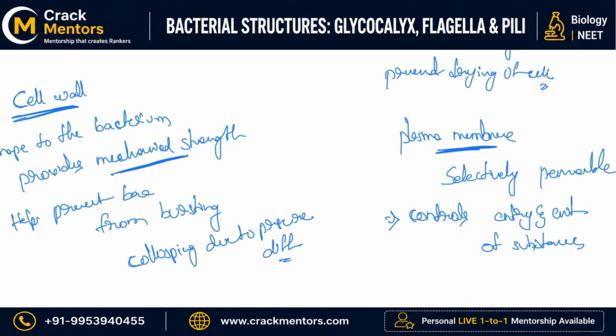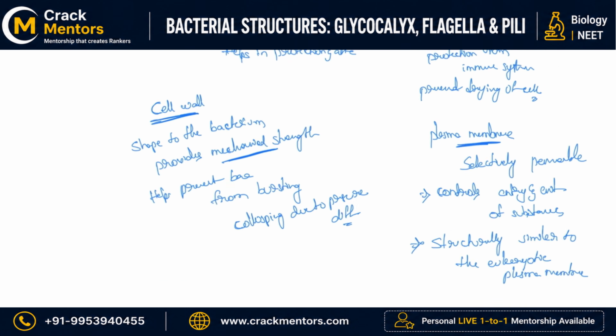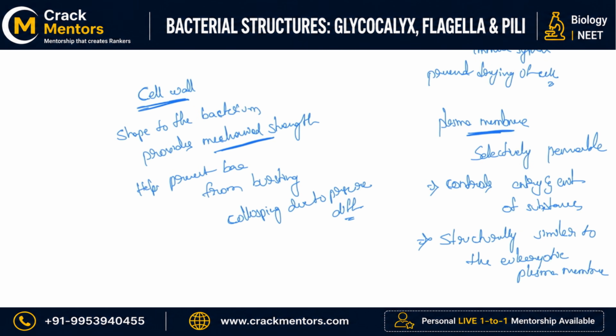This plasma membrane is structurally similar to the eukaryotic plasma membrane. Okay. So we have seen about the cell envelope and the 3 layers of cell envelope. Now let us see the modifications of the cell membrane. After this we will see the modifications.